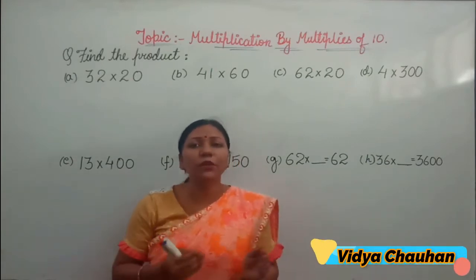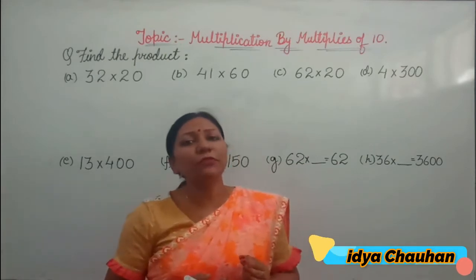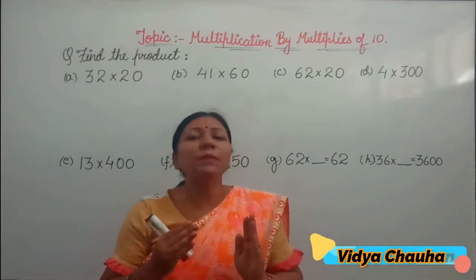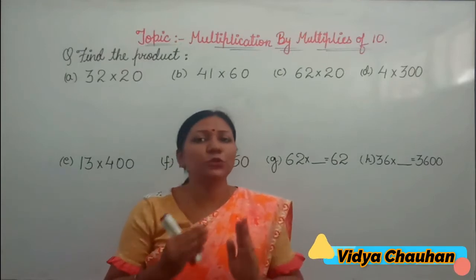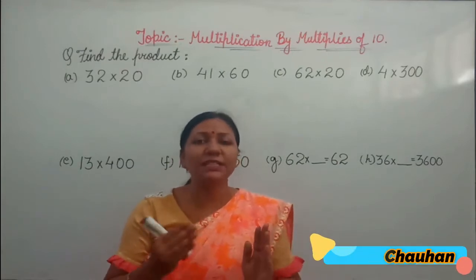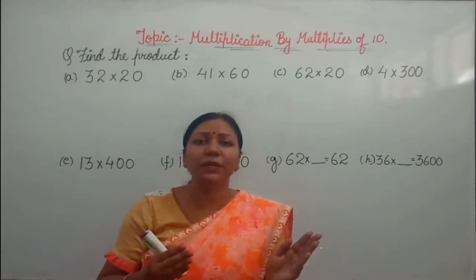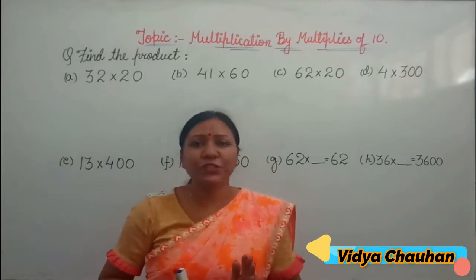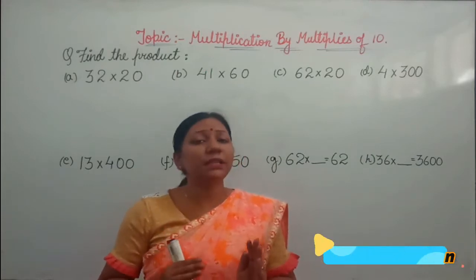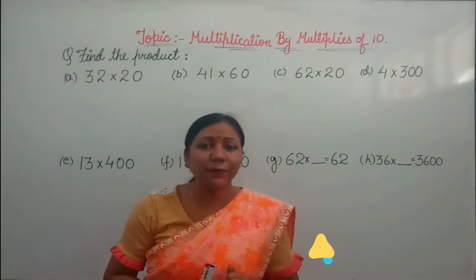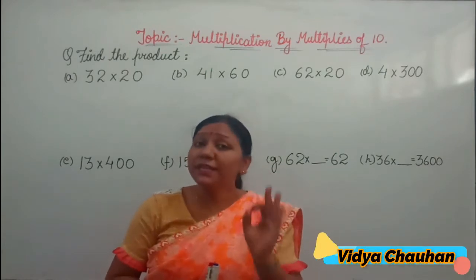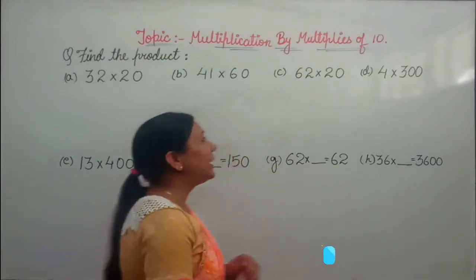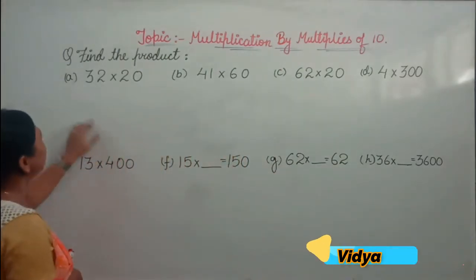Now what is the meaning of multiples of 10? Multiple of 10 means the table of 10. 10 ones are 10. That means if we multiply any number with 10, 20, 30, 40, 50, 70, 80, 100, 200, 500, all these numbers are the multiples of 10. So how can we multiply these numbers with the multiples of 10? And for that students, it is a very simple and easy method which you will enjoy. So let's start checking out the questions here.